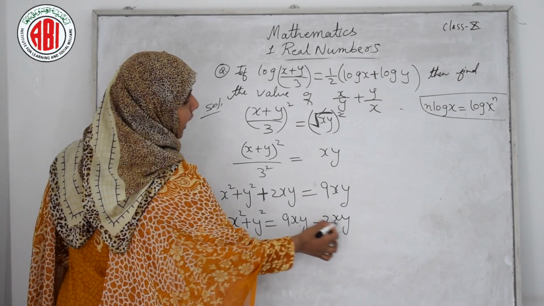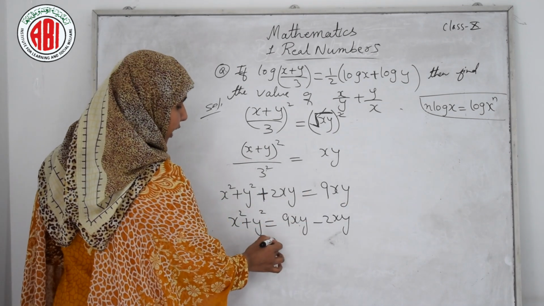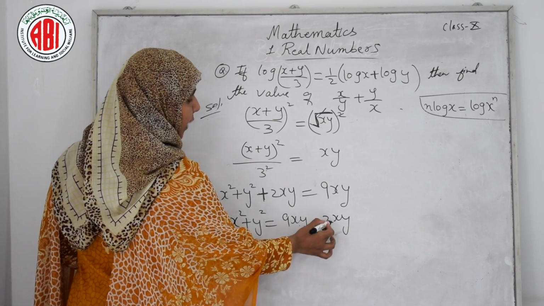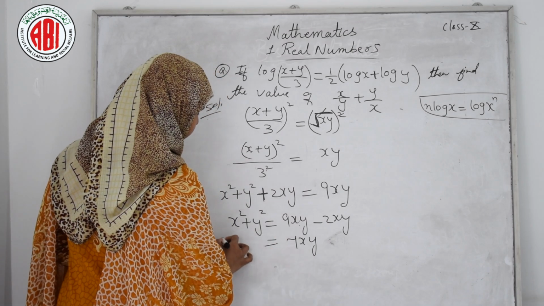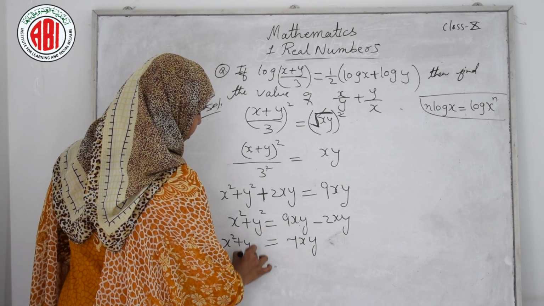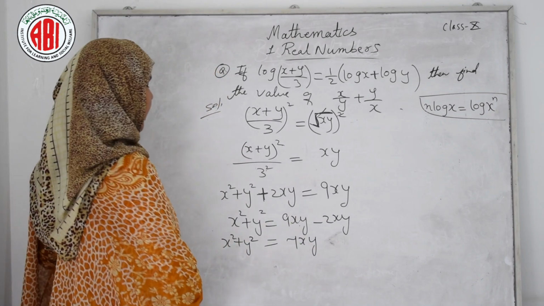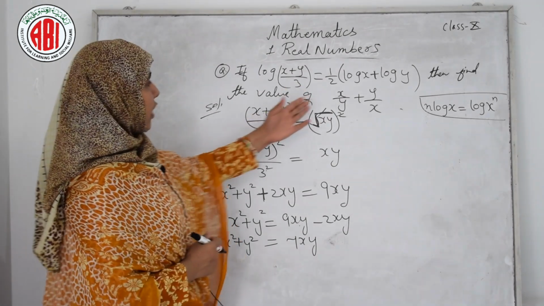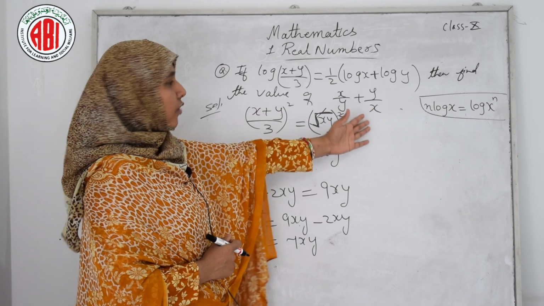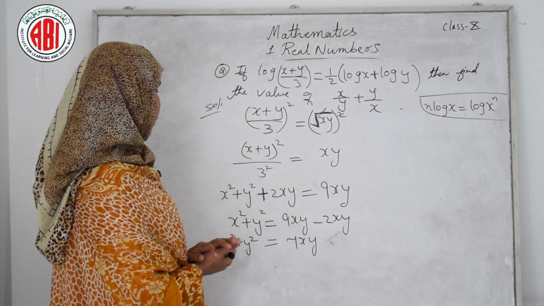Now these are like terms, and like terms we can add and subtract. So 9 minus 2, how much? 7xy. x square plus y square is equal to 7xy. See, still we are not getting the form x by y plus y by x. We want this form. So what do we have to do?